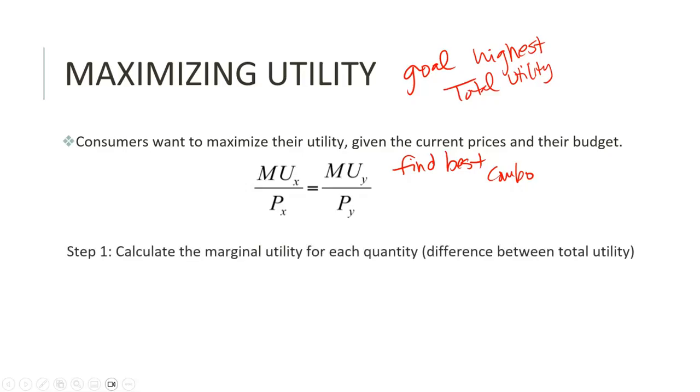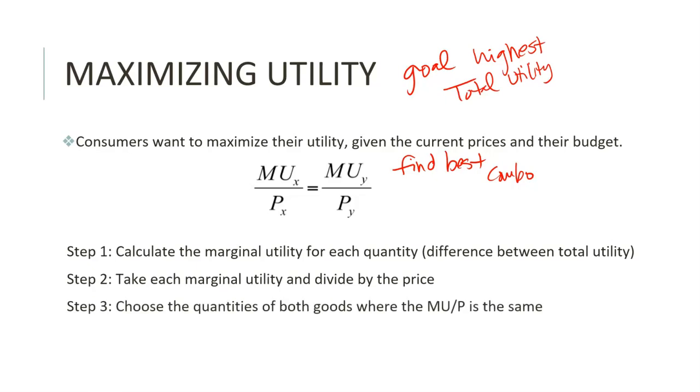So step one, we're going to have a table, and it's going to tell us the quantity of each good and the total utility of each good. And then our first step is that we want to calculate the marginal utility for each quantity, which if you remember back when we did marginal benefit and marginal cost, this is the extra between the totals. So how much extra utility do we get when we go from total 1 to total 2? Step 2, we're going to take each marginal utility that we found and we're going to divide it by the price of the good. So we'll do that for both X and Y.